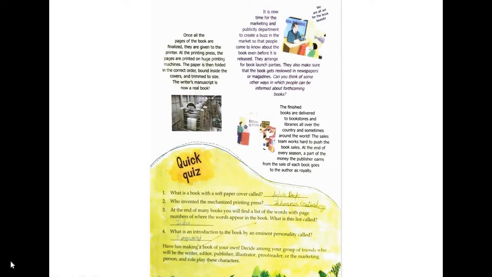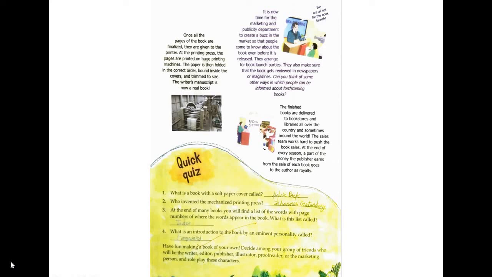The sales team works hard to push the book sales. At the end of every season, a part of the money the publisher earns from the sale of each book goes to the author as royalty. Whatever earning is there, the publisher shares it with the author too.